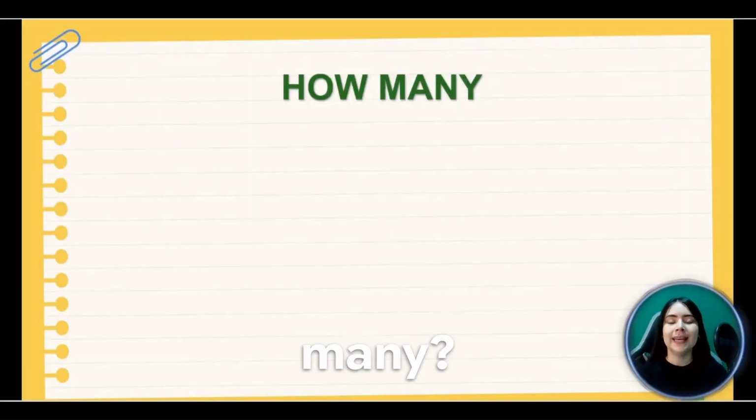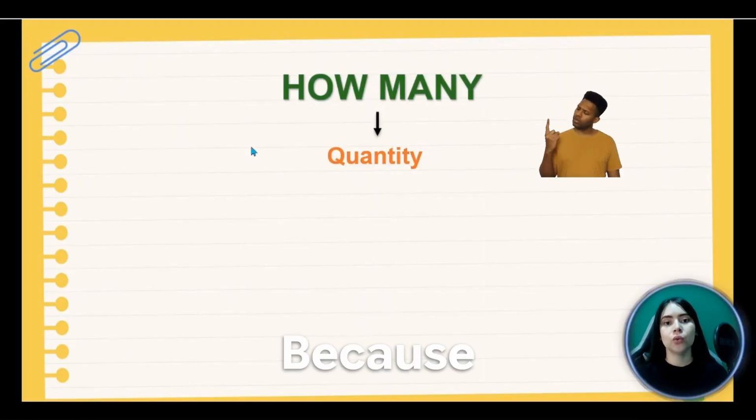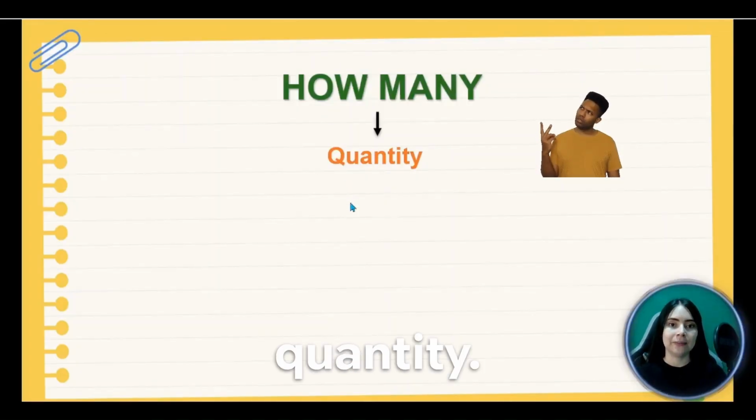Another WH is how many. The answer for this is a number: 5, 7, 3, 4, 5, 20, etc. Because when we use this, we are asking for quantity.